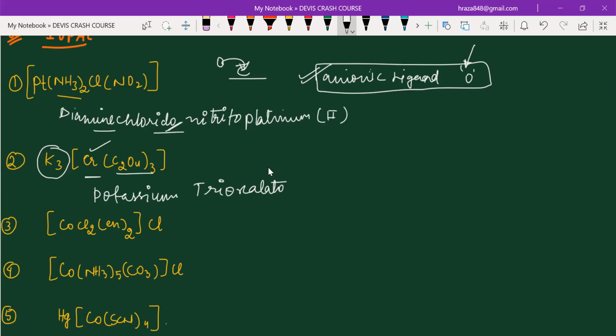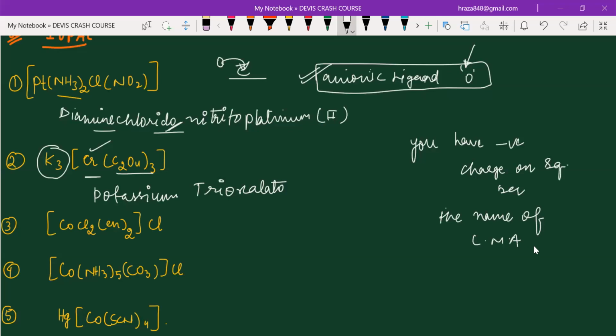There is another concept which is very important to learn. Come to the point. If you have a negative charge on the square bracket, the name of the central metal atom ends with ate. Are you getting my point? Did you write chromate? Yes or no? Yes, that's good.